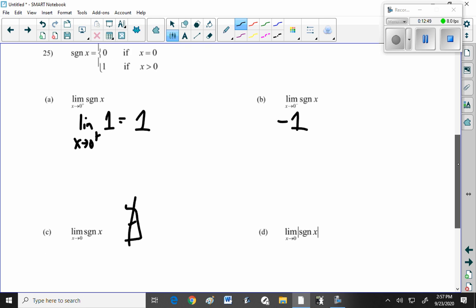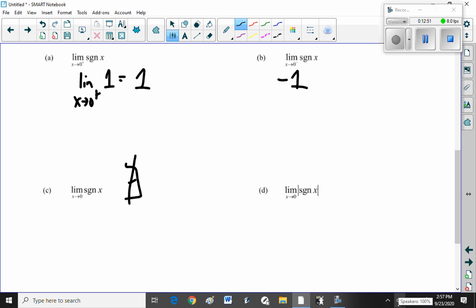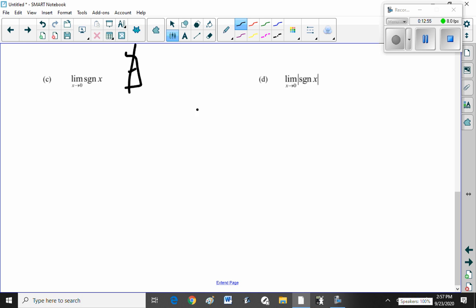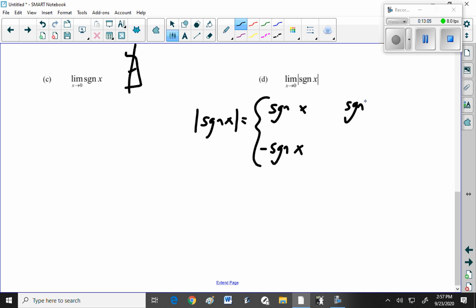However, if I approach the absolute value, well, now we've got a little bit of work to do. See, we have to figure out what sign of x is. And, well, we know how to deal with absolute sign because it will either be sign or negative sign if sign x is greater than or equal to 0 or if sign x is less than 0. That's just the definition of absolute value.